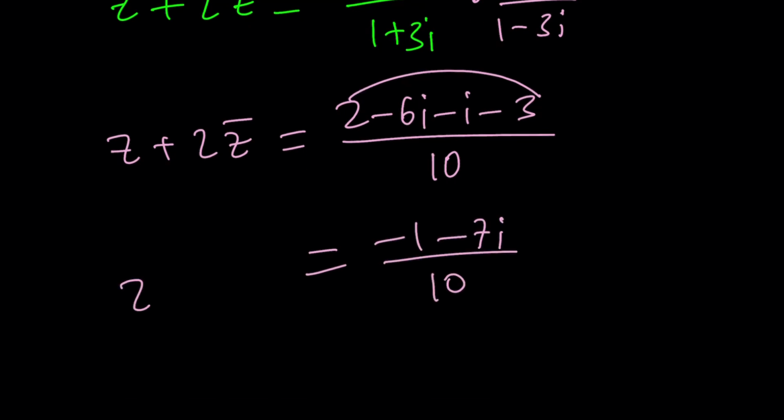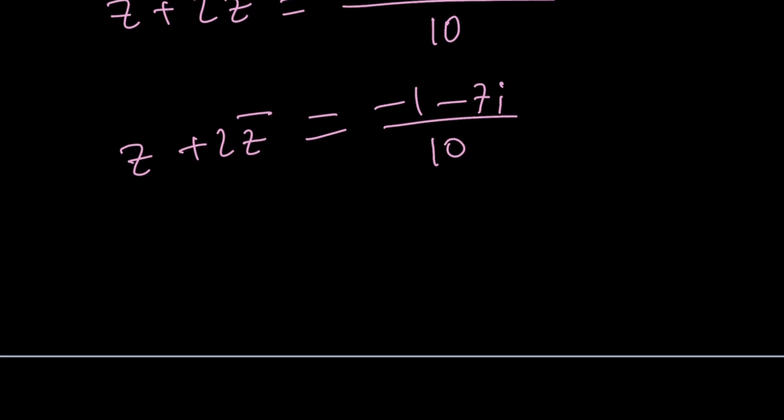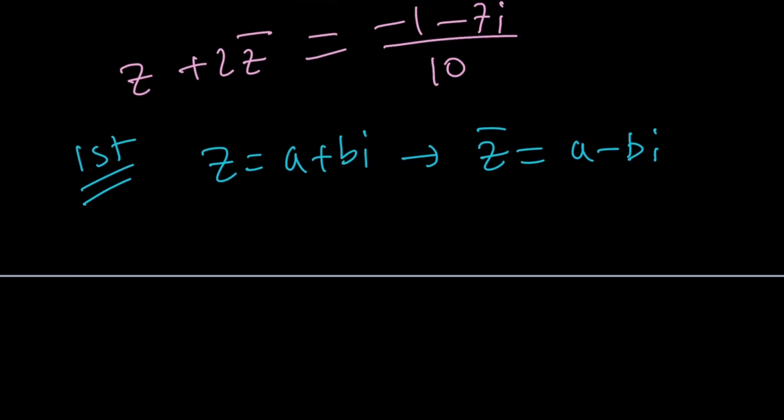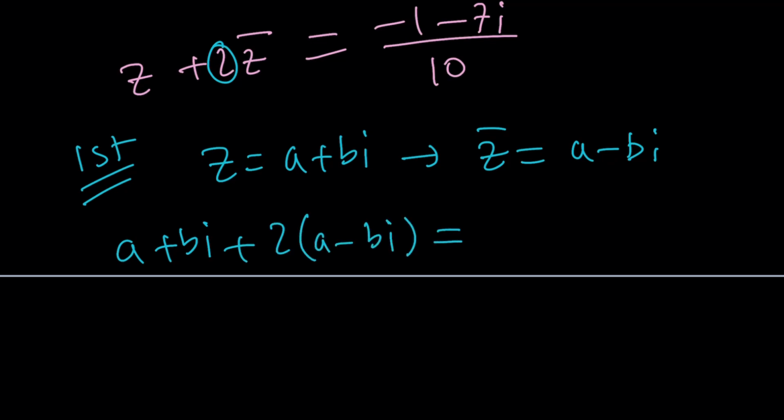And here we still have the same thing. Now at this point, how do you solve a problem like this? There are two ways to approach this problem, and I think I'll show you both. So the first method would be replacing z with a plus bi. Why? Because z is a complex number, and z bar as a result becomes a minus bi. Let's go ahead and plug it in. Notice that there's a 2 here: a plus bi plus 2 times (a minus bi). And now I can go ahead and separate the real and imaginary parts, which will be helpful in our calculations.